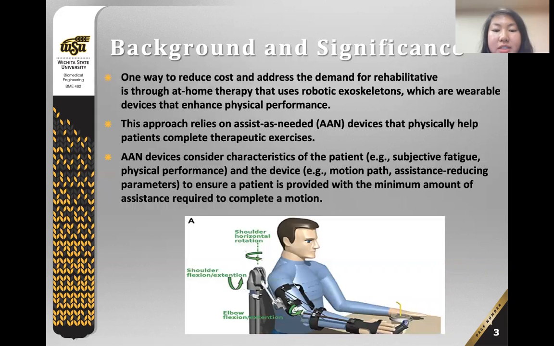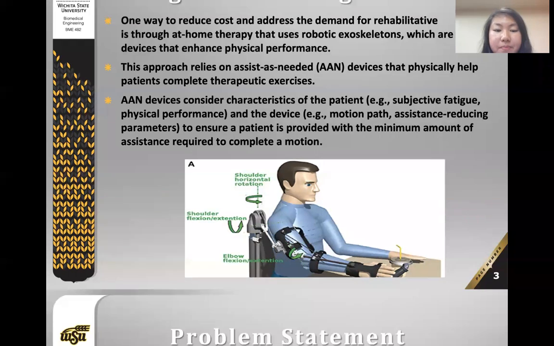One way to address these challenges is through at-home therapy that uses robotic exoskeletons. These are wearable devices that enhance physical performance. This approach relies on assist-as-needed algorithms that use sensors to determine when patients physically need help to complete therapeutic exercise.